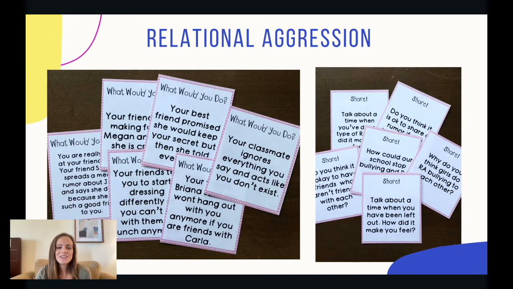Relational aggression. I love this topic. These are a lot of what would you do scenarios. What would you do if your classmate ignores everything you say and acts like you don't exist? Or what would you do if your best friend promised they'd keep the secret but then they told everyone? And then there are some share cards, like talk about a time that you've been left out. How did it make you feel? Or do you think it's okay to have friends who aren't friends with each other?